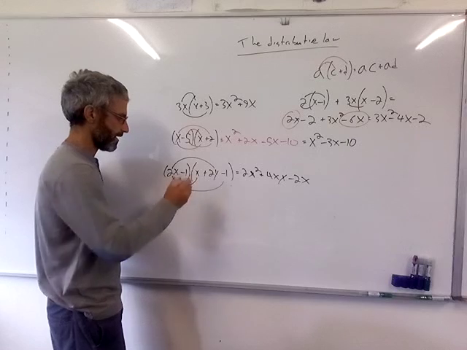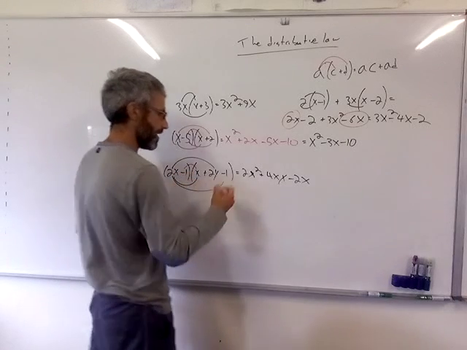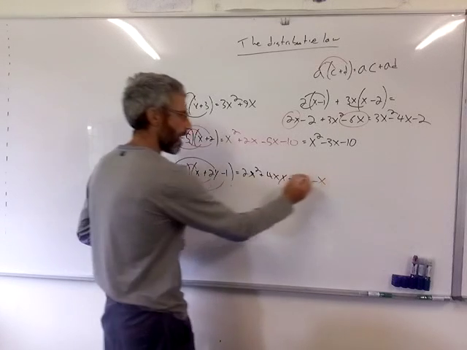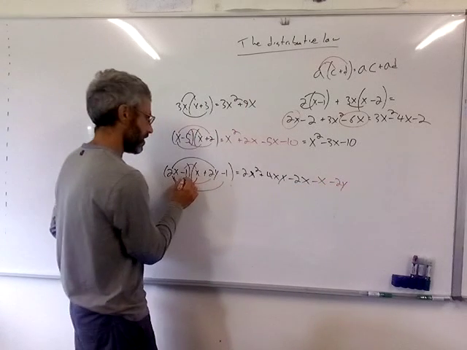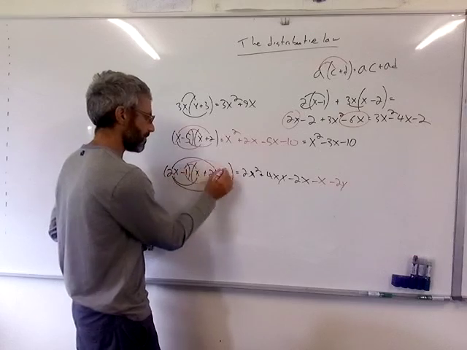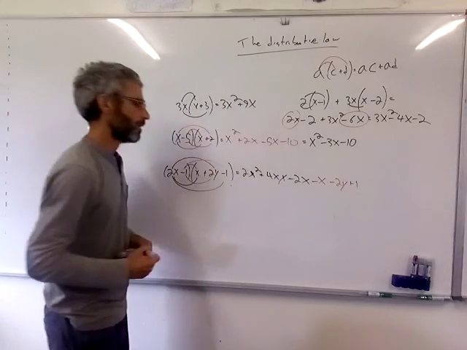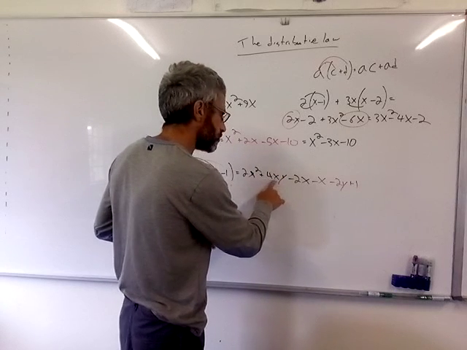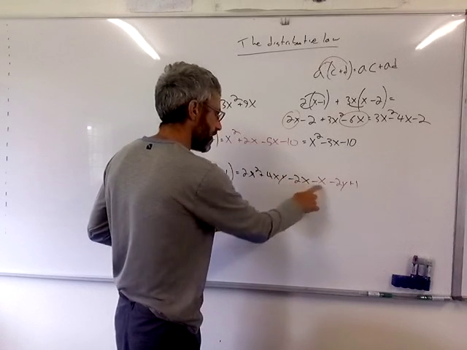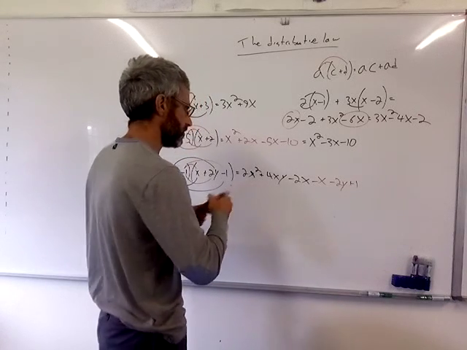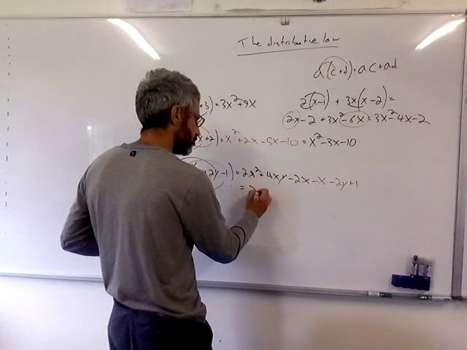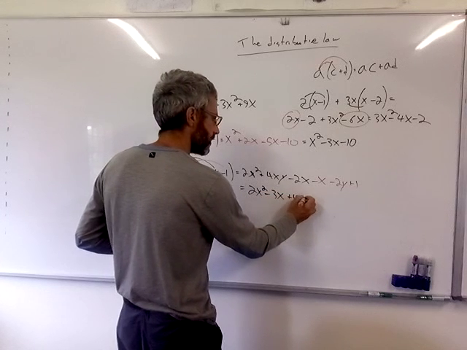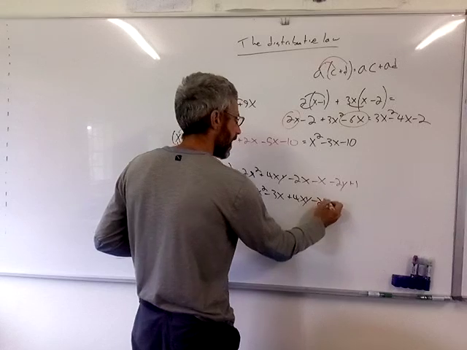Okay, let's do the other side. Minus 1 times x is minus x. Minus 1 times 2y is minus 2y, and the last one, minus 1 times minus 1 is plus 1. Now I need to look for terms that are like terms. I've got xy by itself. I just have 2x and minus x, minus 2x. So I'm going to have 2x squared minus 3x plus 4xy minus 2y plus 1.